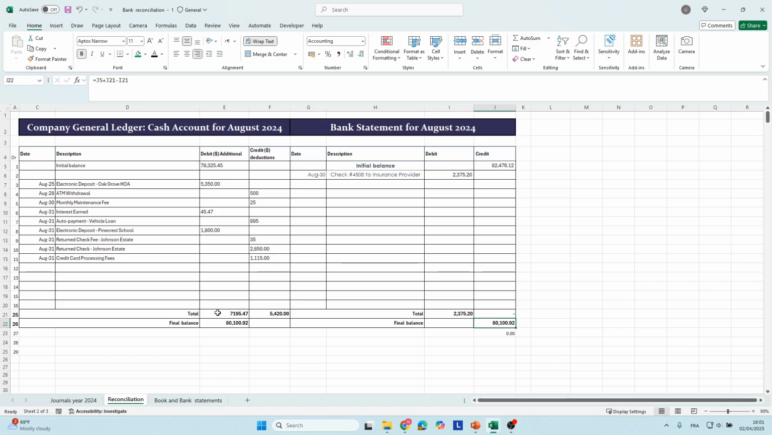In the bank statement account, there is a credit balance plus the total credits and total debit, and we get the final balance.